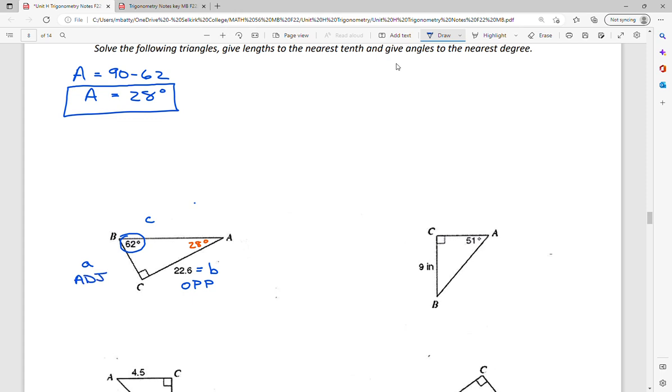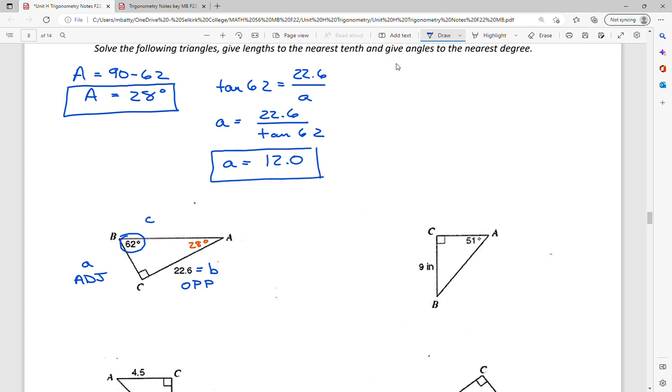So when I do that, I have my tangent ratio. So tangent of 62 would equal my opposite, which is 22.6 over A. In this one, I'd have to remember to swap and divide. A would equal 22.6 divided by tangent 62. And A on my calculator is equal to 12.0.